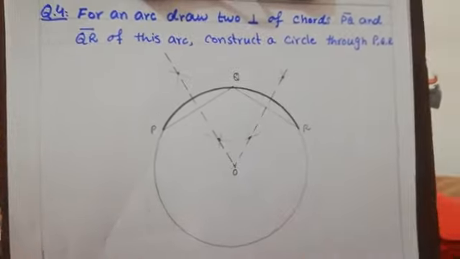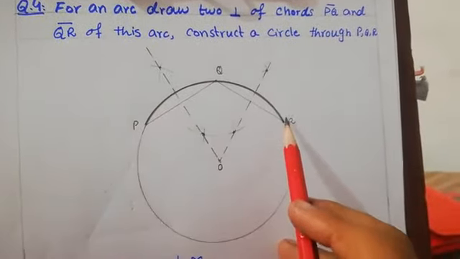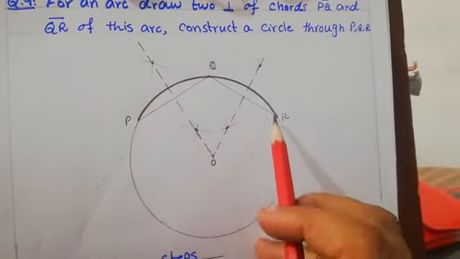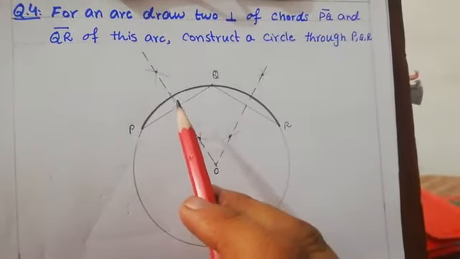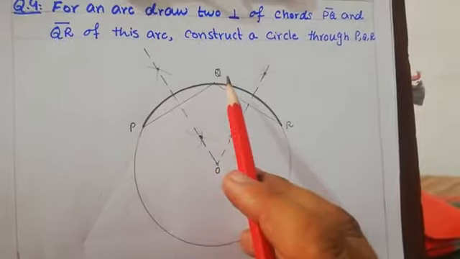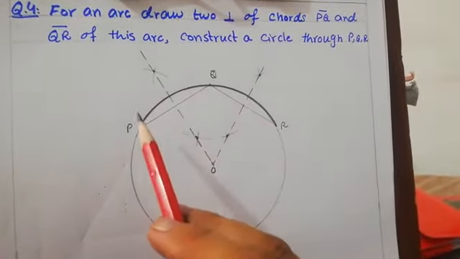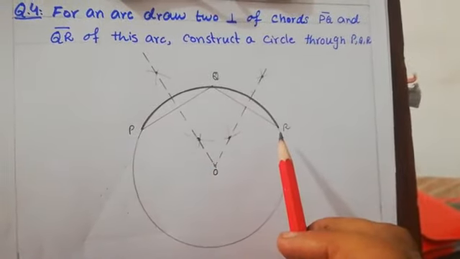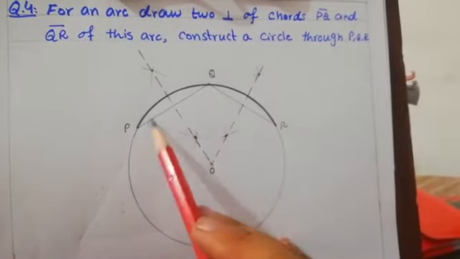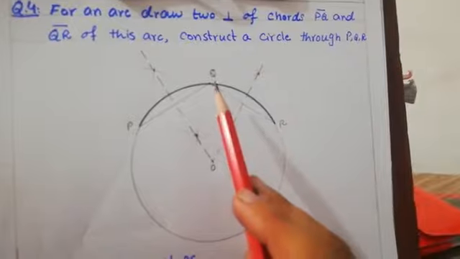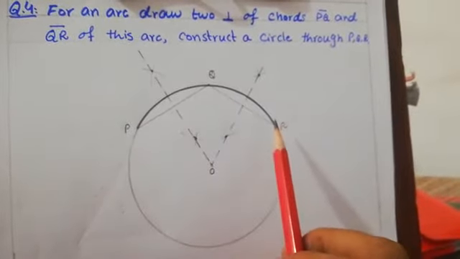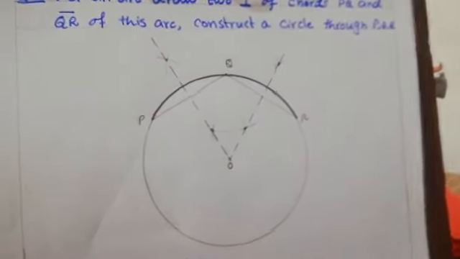First of all, we will draw an arc of any length. You can draw an arc; the highlighted or dark part is the arc. First we will draw an arc, and we will take 3 points P, Q and R, and we will join P with Q and Q with R. It is not compulsory that the lengths of PQ and QR are equal. They may or may not be equal.